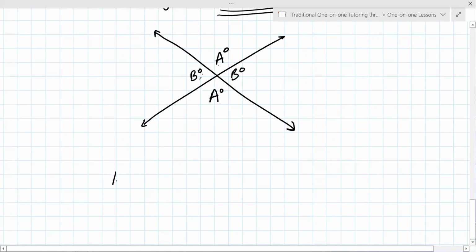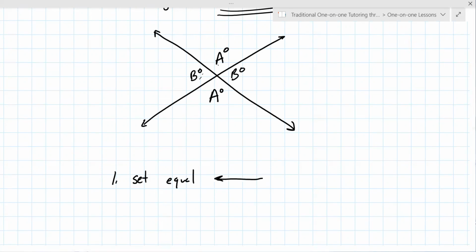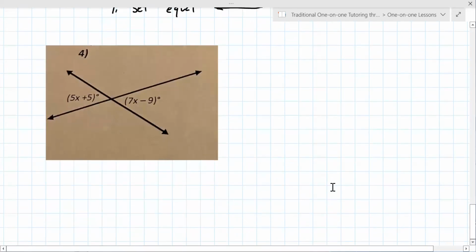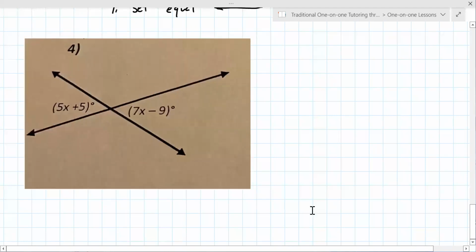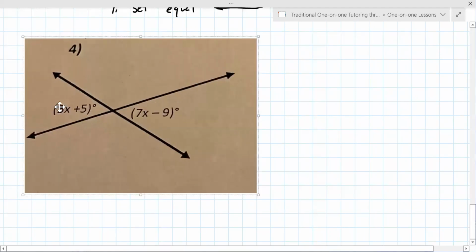So there's two things you often do in geometry. One is you set equal, and that's what we are going to be doing in the next 3 problems. We're going to set the expressions equal to each other. So let me snip in the first problem. I know the goal is just to get these done, but just try to keep in mind what I've been talking about here. These two angles, 5x plus 5 and 7x minus 9, they are vertical angles and they are completely equal. So you're going to set 5x plus 5 equal to 7x minus 9.